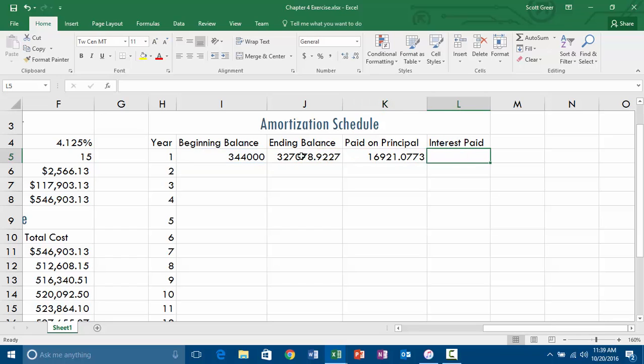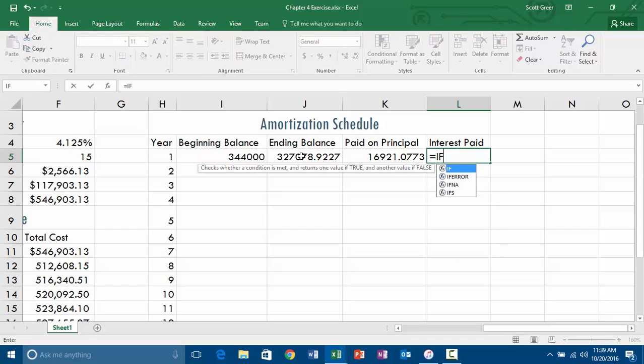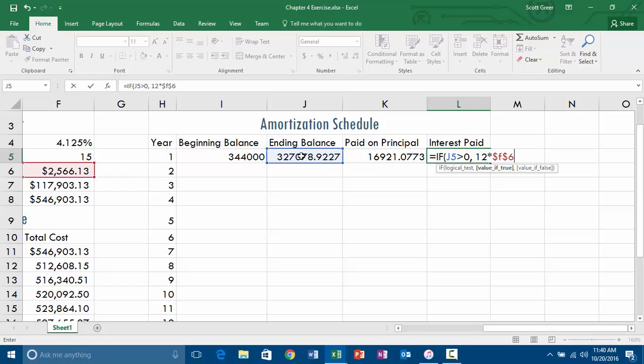And then I'm going to do this last one, then I'll come by and help everybody. Finally, the interest paid is going to be another IF calculation. If J5 is greater than 0, then I need you to do 12 times absolute F, absolute 6, minus K5, comma 0.